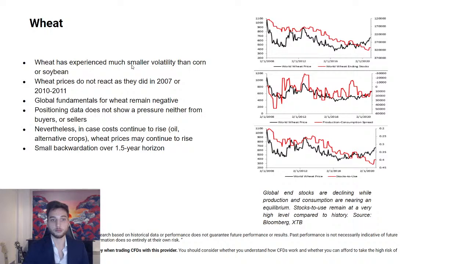Wheat has experienced much smaller volatility than corn or soybean. Wheat prices do not react as they did in 2007 or 2010-11. Global fundamentals for wheat remain negative. This could be generally due to the quality of wheat, that is, the quality of corn. These are very important factors to keep in mind, but also it could be weather conditions.